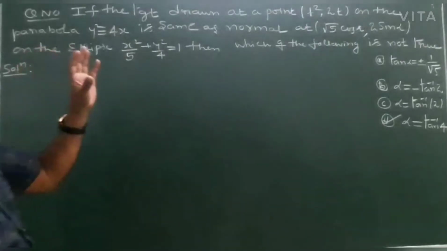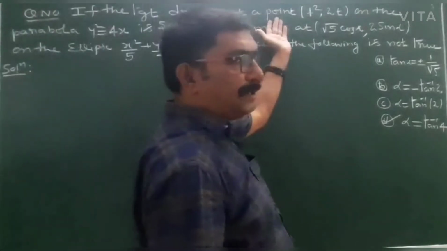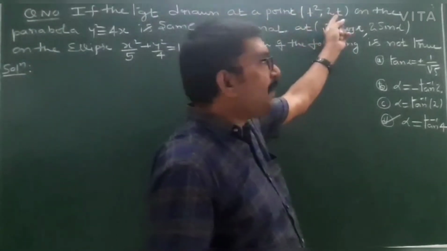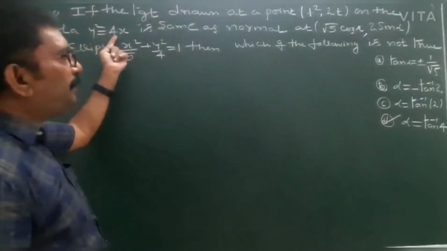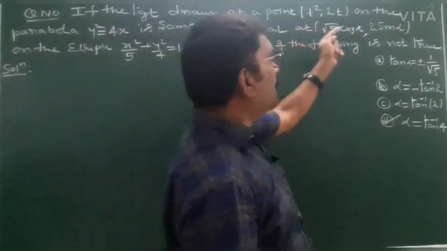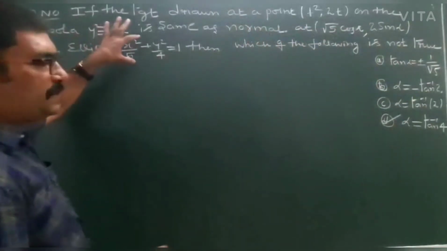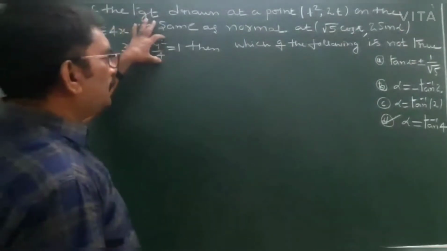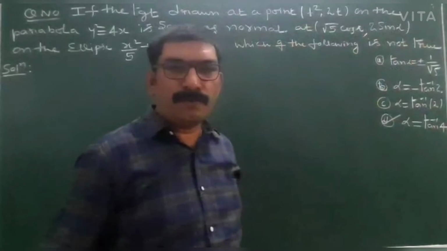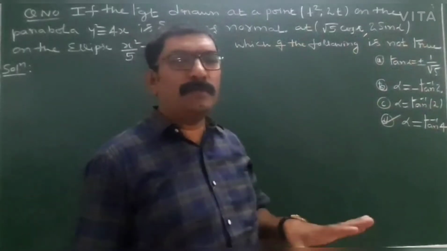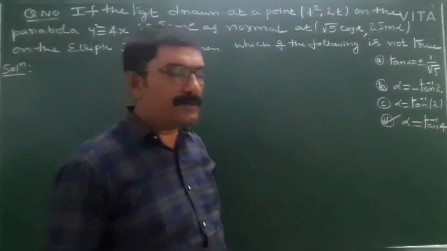In this question, if the tangent drawn at a point (t square, 2t) on the parabola y square equal to 4x is the same as the normal at (root 5 cos alpha, 2 sin alpha) on the ellipse x square by 5 plus y square by 4 equal to 1, then which of the following is not true? This is one of the important multi-layer questions for Advanced, right?